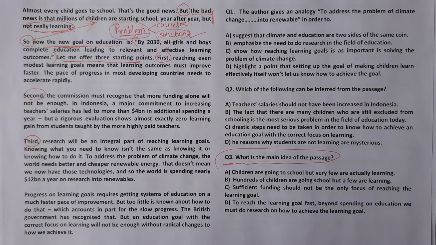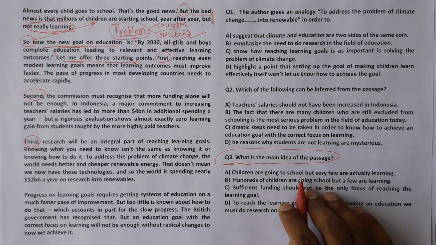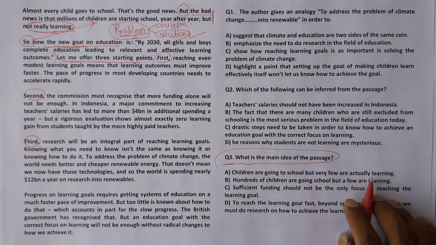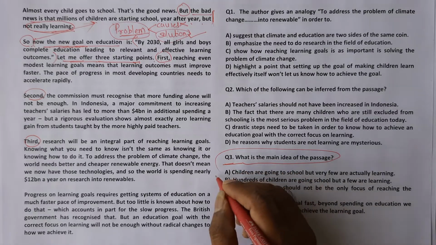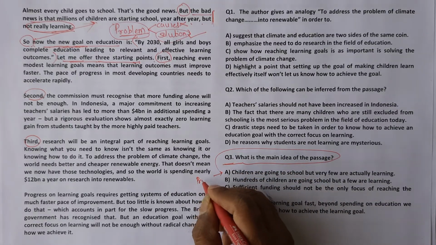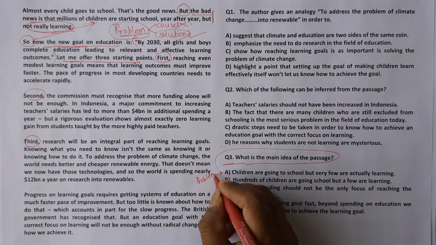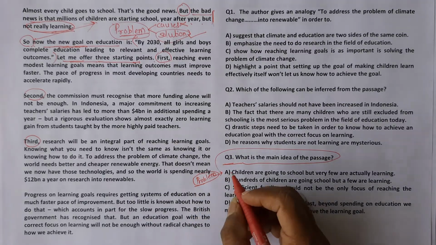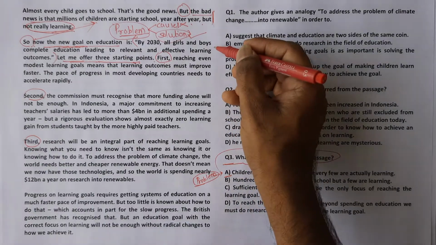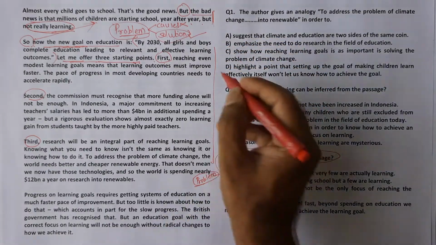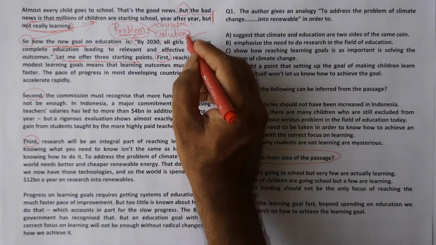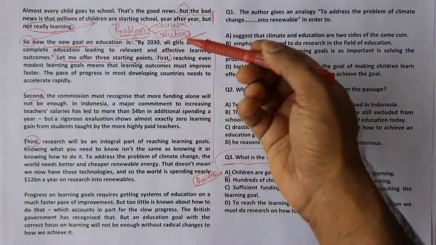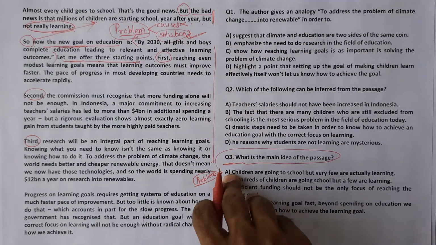Now let us look at option A. Children are going to school but very few are actually learning. That is true, but this cannot be the answer because it only gives a problem, not a solution. This only defines the problem, but the passage is also about the solution to the problem. All these paragraphs talk about the solution, the goal, and how to achieve that goal. So option A is eliminated.